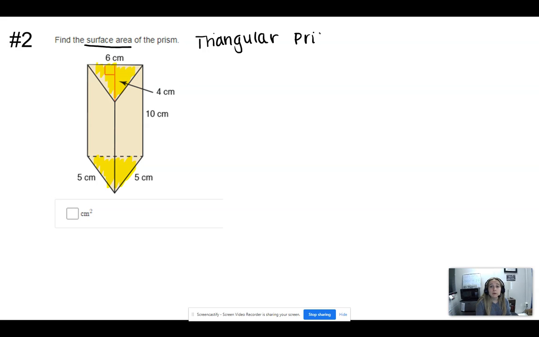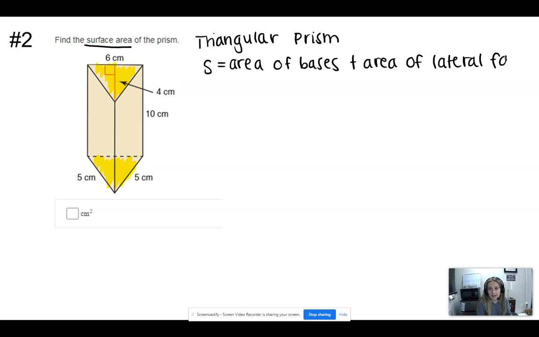Now, remember, when we work with triangular prisms, we're just going to use the generic surface area of a prism formula. So that is S equals the area of the bases plus the area of the lateral faces. Okay? So first, let's find the area of the base. So the base is a triangle. So remember, area of a triangle is A equals base times height divided by 2, or you could say it as 1/2 base times height.